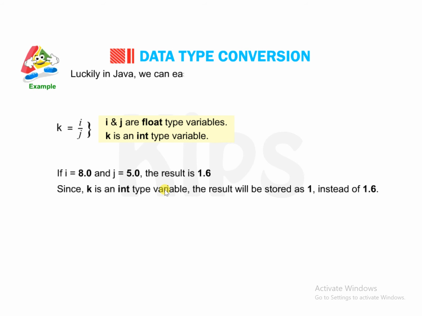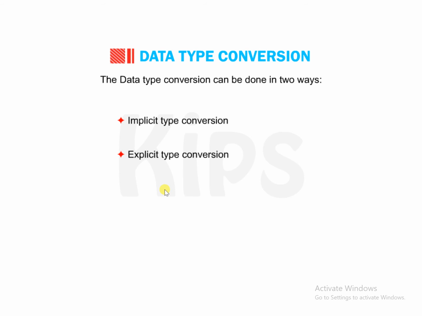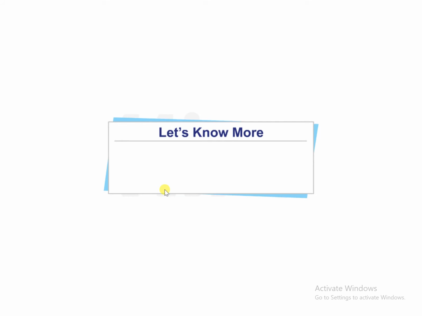Luckily, in Java, we can easily convert the data type depending upon our requirement. The data type conversion can be done in two ways: implicit type conversion and explicit type conversion, also called typecasting. Okay students, let us know more. Automatic type conversion is also known as widening casting.